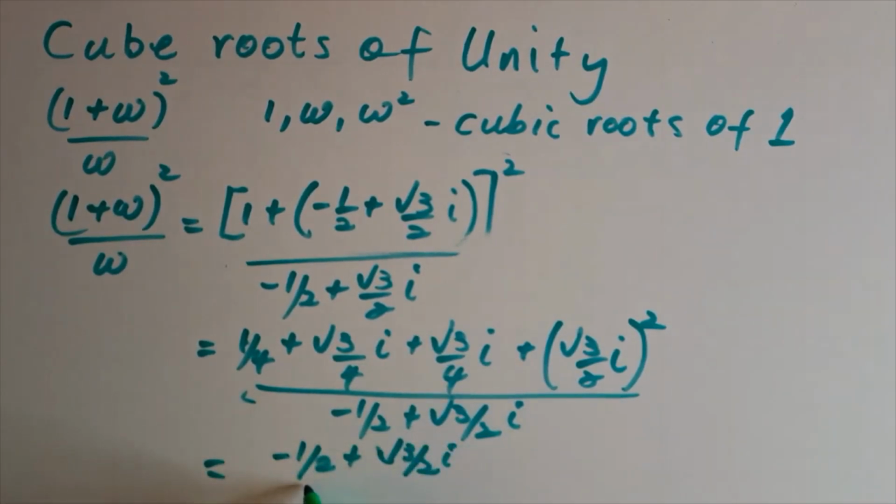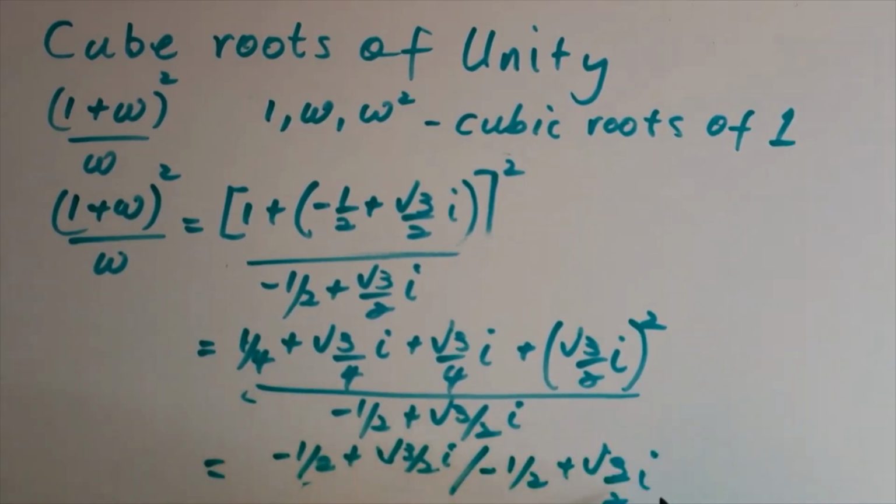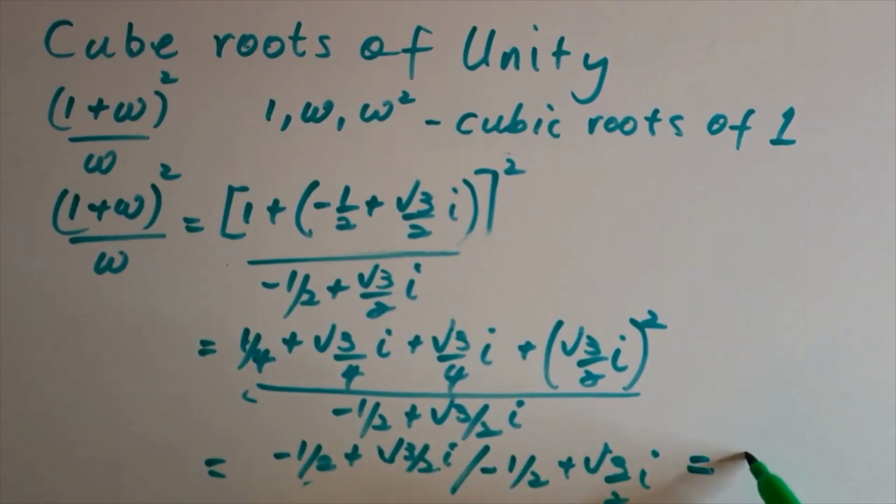And in our denominator, let's just write this in line. We have the same thing, minus a half add root 3 over 2i, giving us the answer as 1.